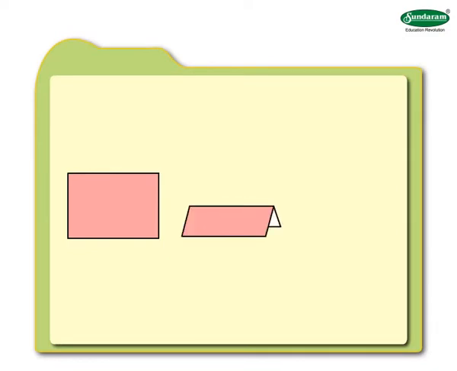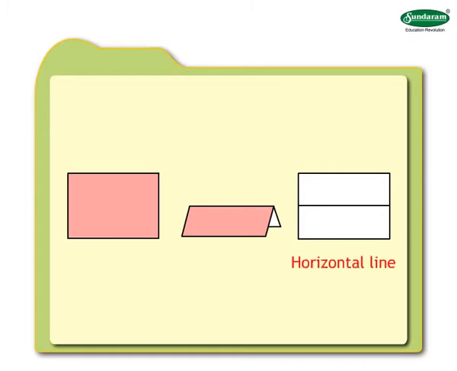Now, take a plain paper again. Fold it as shown. Unfold the paper. See the line of fold. If we mark the fold with a pencil, what we will get is a horizontal line or sleeping line.